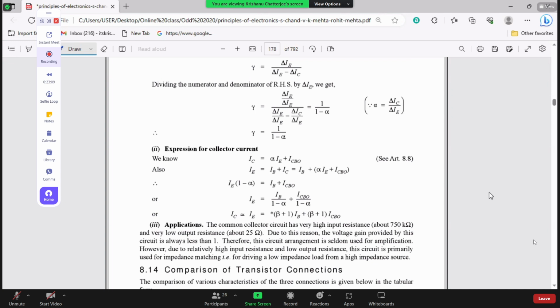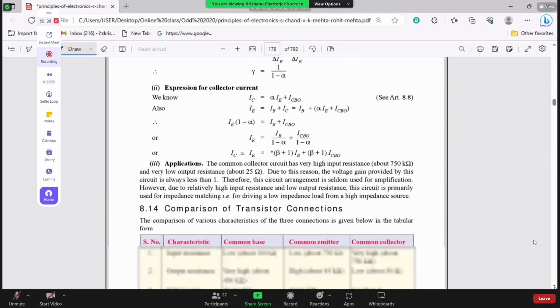Generally, out of these three configurations, the maximum application is the common emitter application. 90 to 95% common emitter is applied. Common collector application is very, very limited. And common base application is 4 to 8%. Maximum means it is from 90 to 95%. Maximum application is common emitter application.